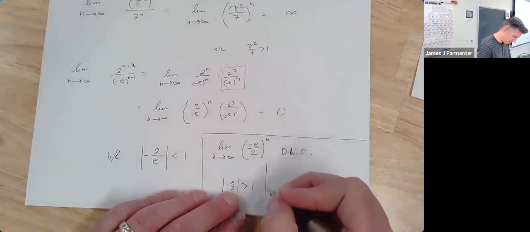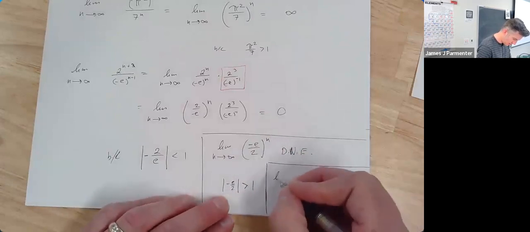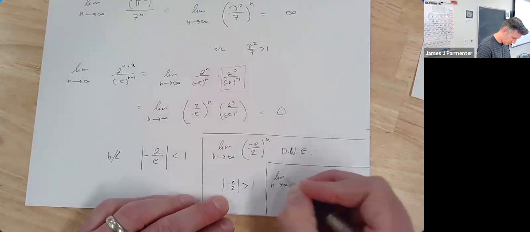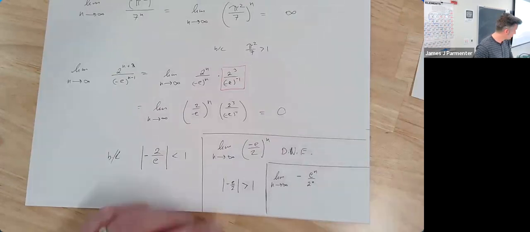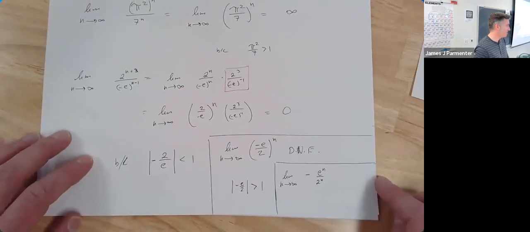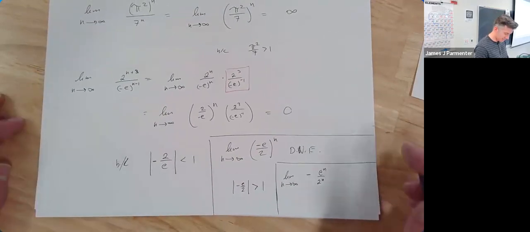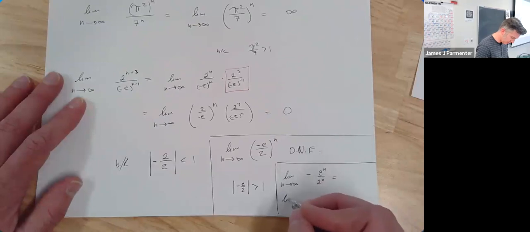And just to be really screwy, if on the other hand, someone said, what's the limit as n goes to infinity of negative e to the n over 2 to the n? Well, now that answer is negative infinity, because the e to the n over 2 to the n is still going to infinity, and you've just got a negative 1 out in front.